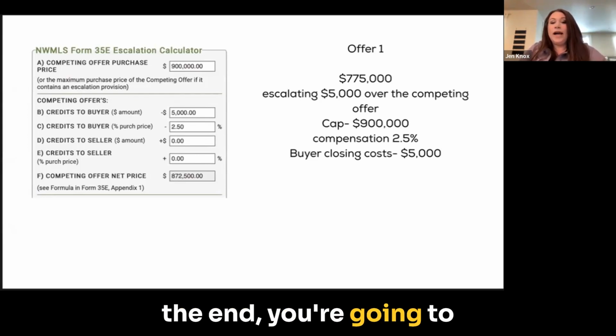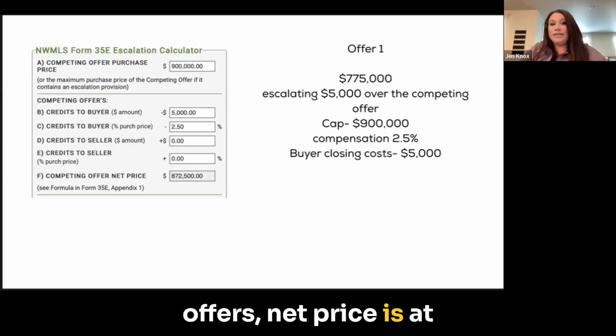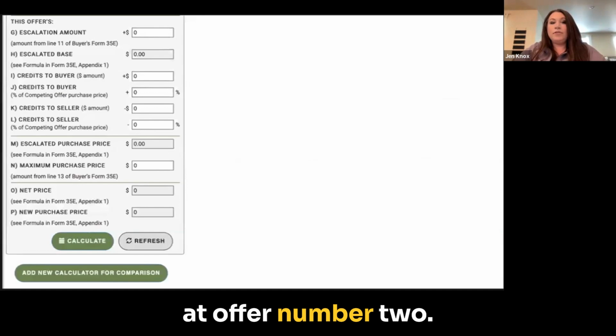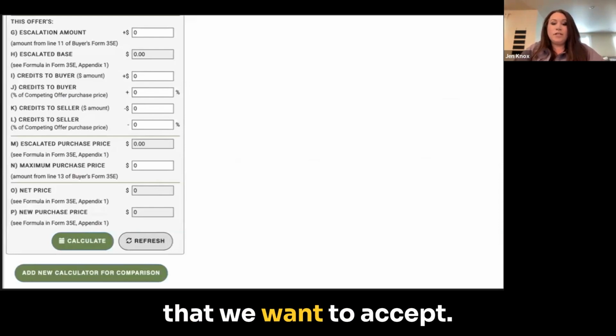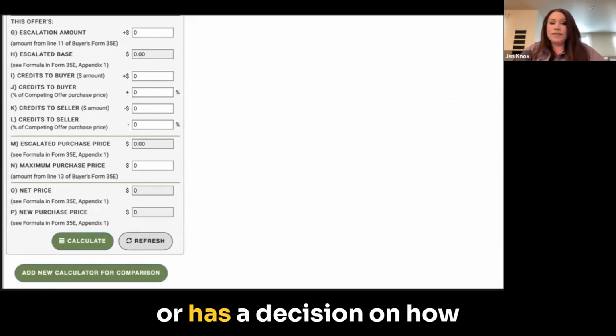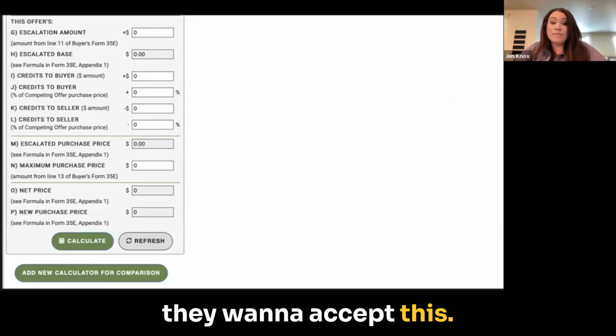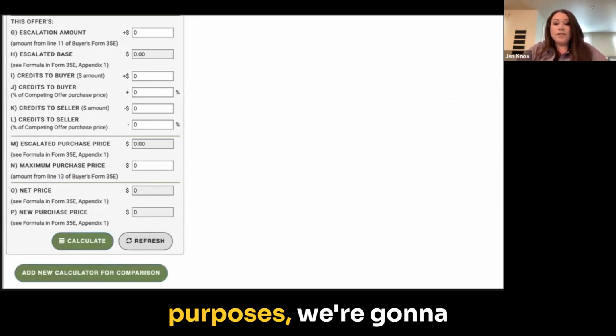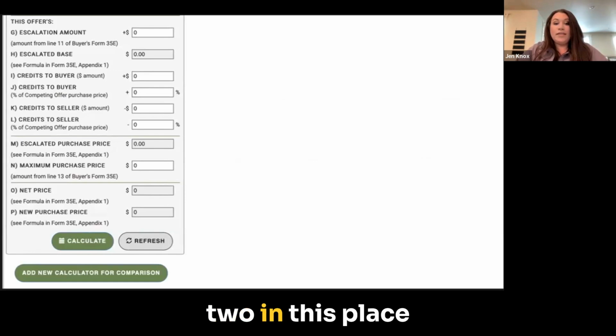At the end, you're going to have what the competing offer's net price is at their top escalation. Now we're going to look at offer number 2. Offer number 2 is going to go in the bottom of this. This is going to be the offer that we want to accept. For some reason, maybe your seller has a choice or has a decision on how they want to accept this. But for calculation purposes, we're going to put offer number 2 in this place.